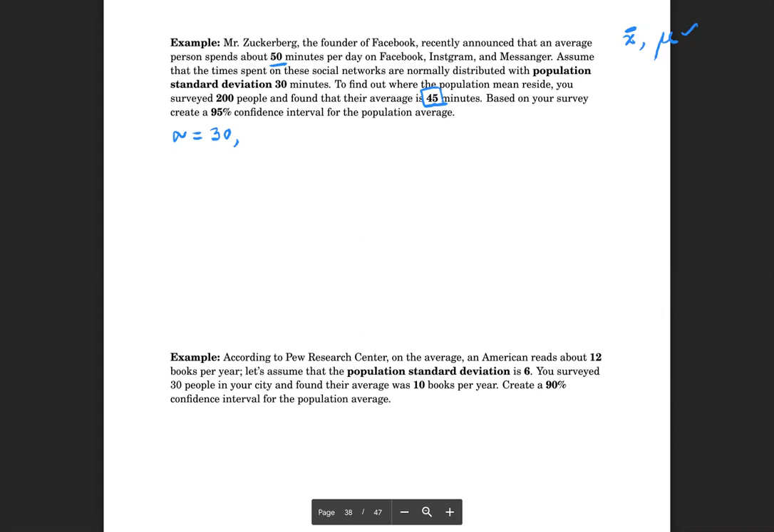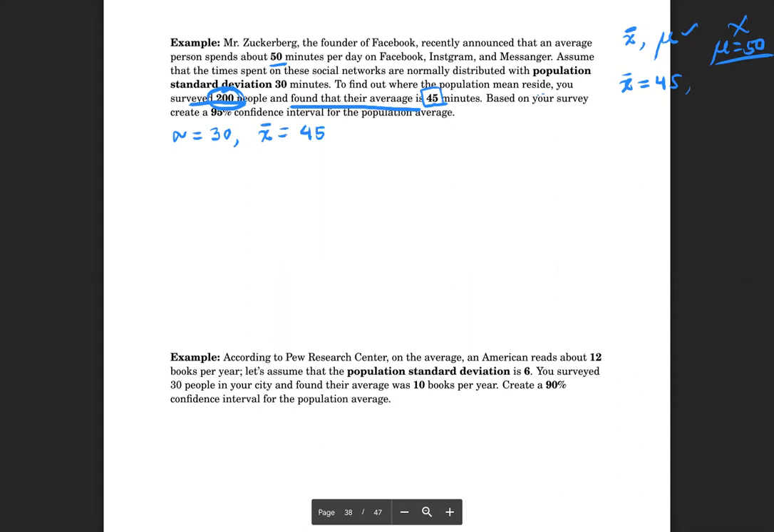So to find out where the population mean resides, you surveyed 200 people and found that their average was 45. So isn't this number 45 coming from the survey of 200 people? Oh, so it's the sample. So X bar is 45 and potentially mu is 50, even though we are not going to use this number in the calculation. So X bar is equal to 45.